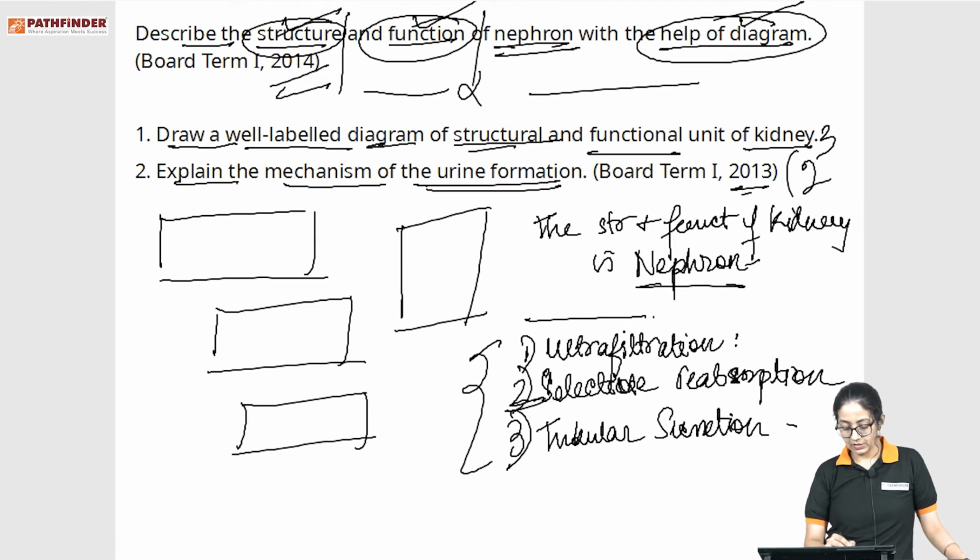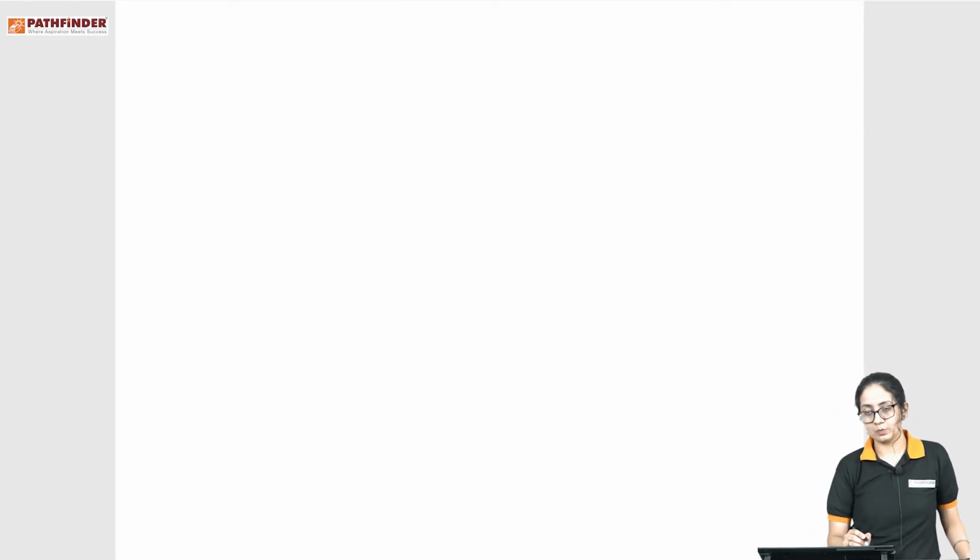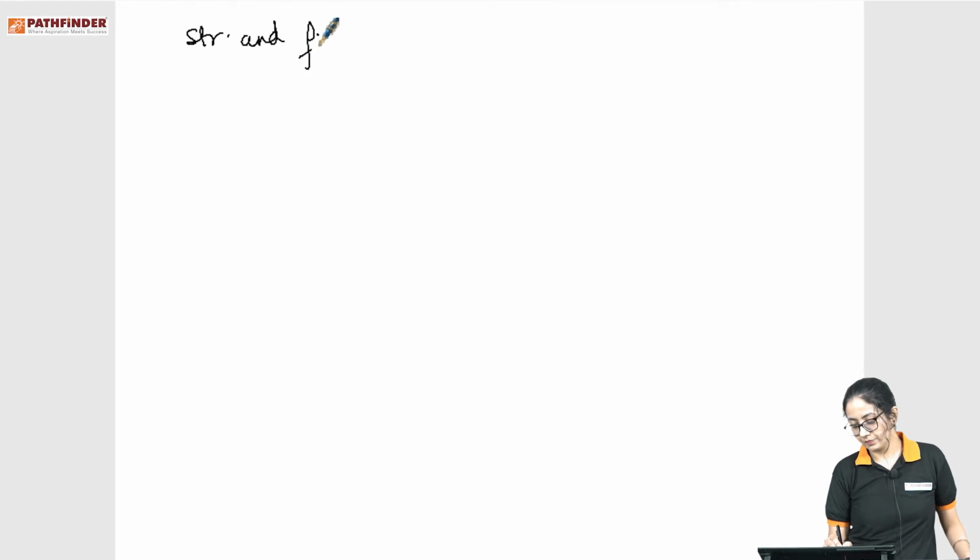Next, the second part of the question, the first part, which stated structural and functional unit of kidney. As I suggested, while you are answering, the first line should be, the structural and functional unit of kidney is nephron.